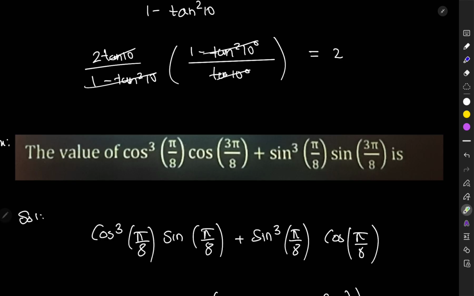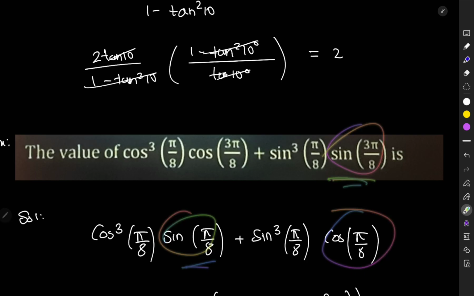Because this gives pi by 2, when the sum of the angles is 90, I can tell sin A is equal to cos B, right? So this sum is pi by 2. So I can write this as sine pi by 8, right? So similarly I can do for this also, which is cos pi by 8.